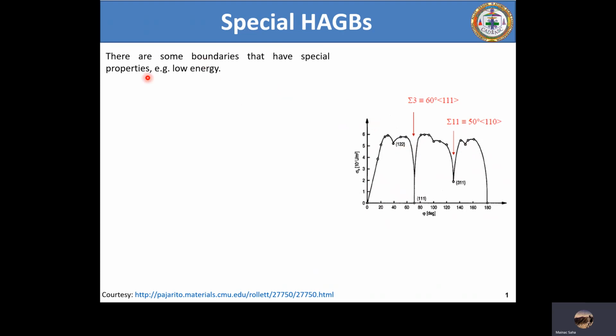So we can see very clearly that there are certain boundaries. That is, not all the boundaries in the high angle regime have to be random high angle boundaries that we have already covered in the previous session. In this session, we'll be speaking a bit about the special high angle boundaries, where we can say that there are certain boundaries that have special properties. For example, low energy. And what do we mean by low energy? This is a low grain boundary energy.